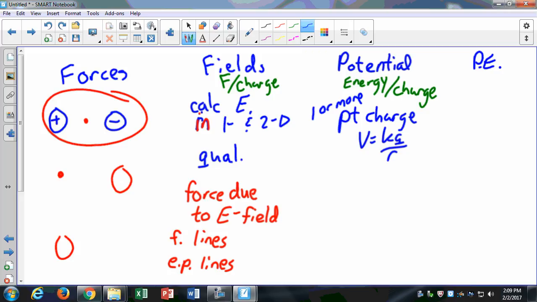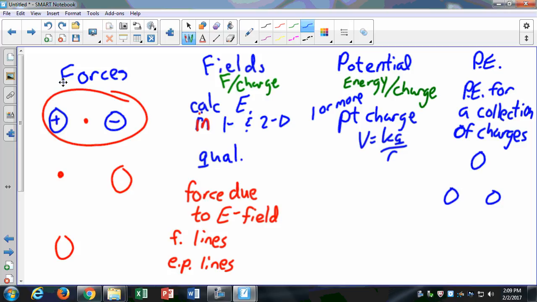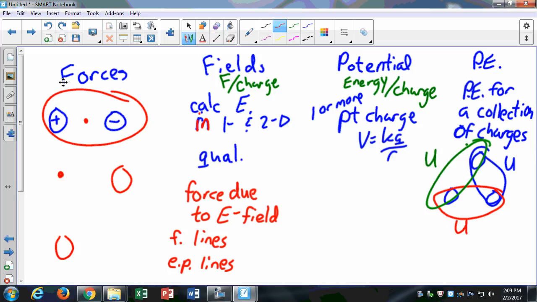Now for potential energy, be able to calculate the potential energy for a collection of charges. Like if I have 3 charges here, I calculate U for 2 charges, for another set of 2 charges, and then also for the third set of 2 charges, calculating U for all of those, and then adding them up. That tells me the total potential energy for those 3 charges. We did this in the homework, or you can see it in the old test. We'll look at one in some of the old exams as we go along.